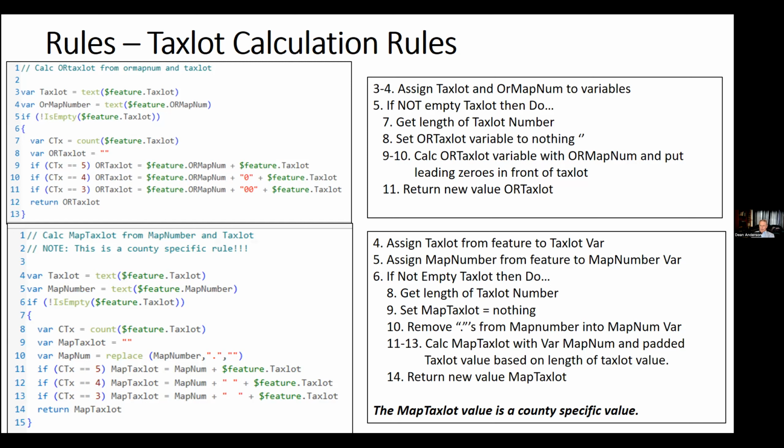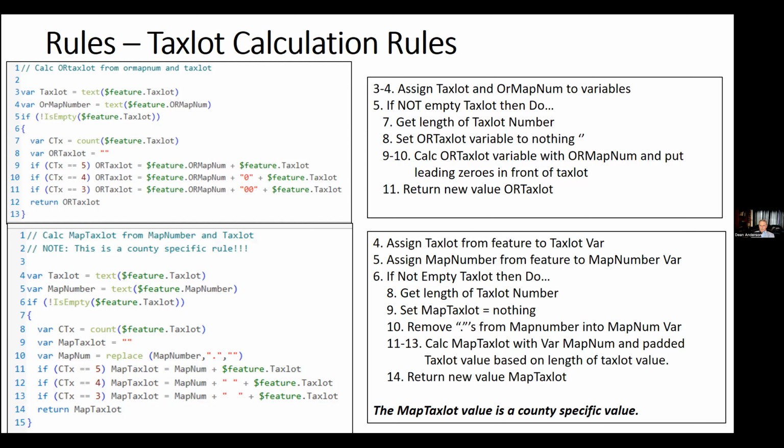But in this particular case, it's very similar to the code above, other than on line 10, where you can see that I'm creating a variable called map num, and I'm just using the Arcade replace to replace the dots with nothing. And then I'm padding the map tax lot values by taking the map number and padding in the value of tax lots depending on its length. And again, if it's a 5-digit tax lot, there's no blanks. And if it's a 4-digit, there's a single blank, or a 3-digit, and there are no 2-digit tax lot numbers.